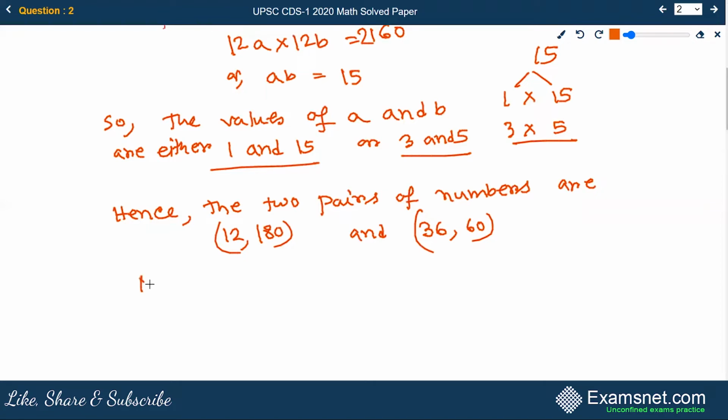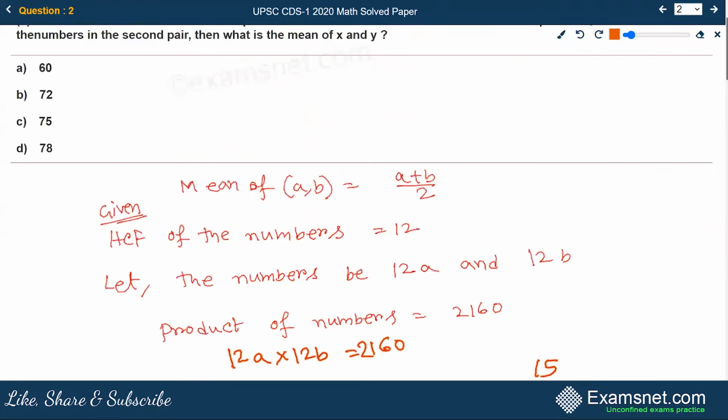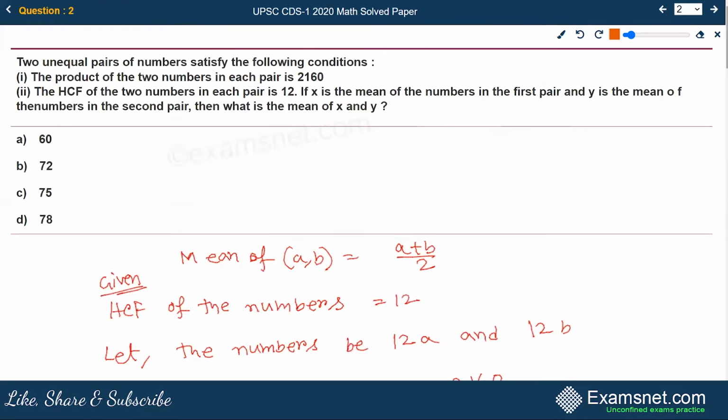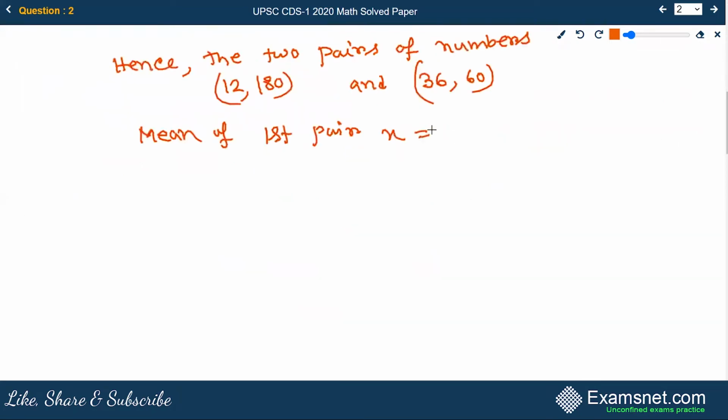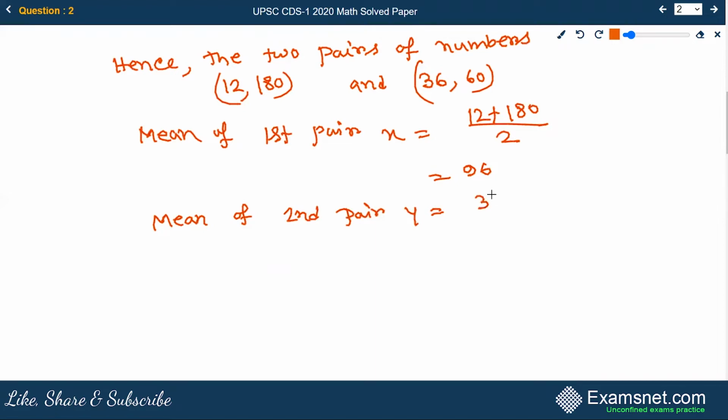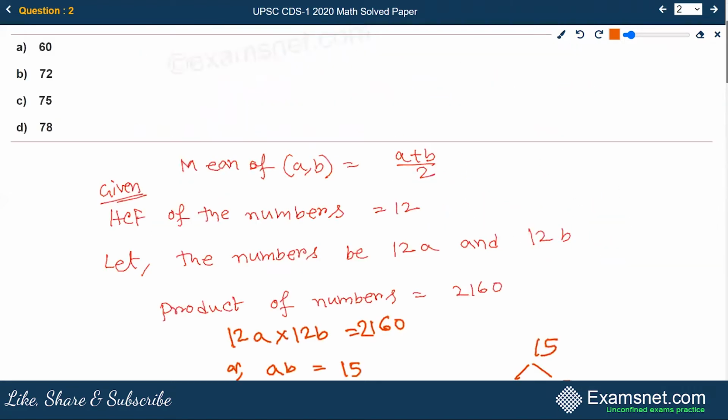The mean of the first pair is given already. X is the mean of the numbers in the first pair. So I can write X as (12 plus 180) by 2, which is 96. And the mean of the second pair, Y, equals (36 plus 60) by 2, that is 48. So here we got the values of X and Y.